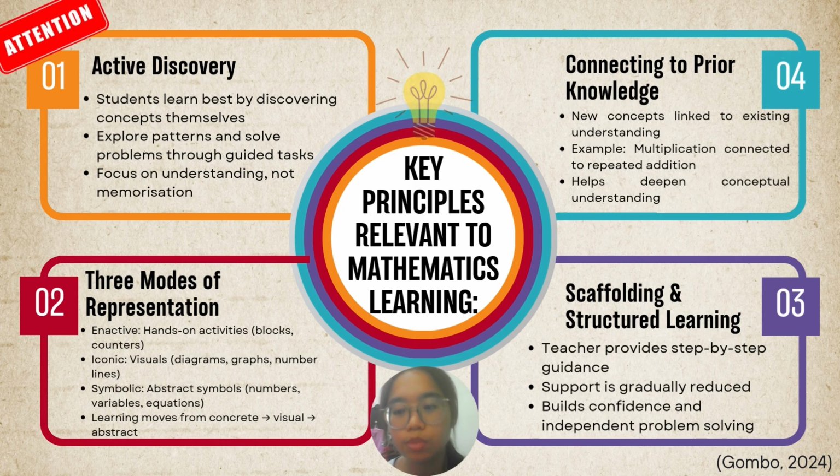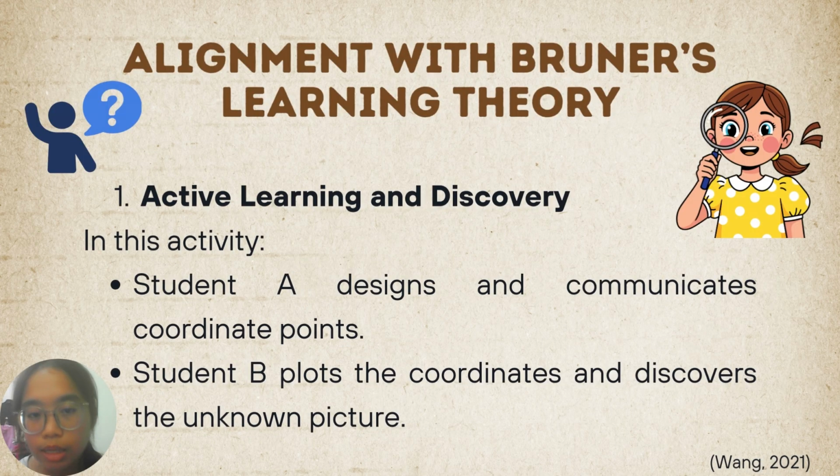And for the last key principle, which is connecting to prior knowledge, new concepts should be linked to students' existing understanding. When students connect new knowledge with what they already know, they will build deeper conceptual understanding in themselves. So in conclusion, these principles emphasize active learning, structured guidance, and progressive development from concrete to abstract thinking in mathematics education.